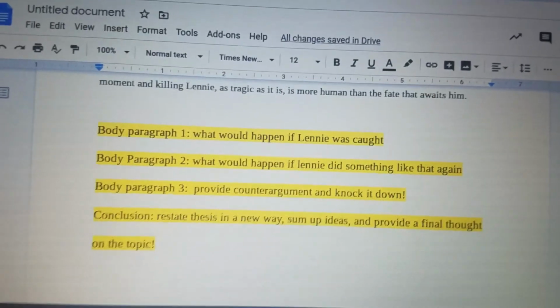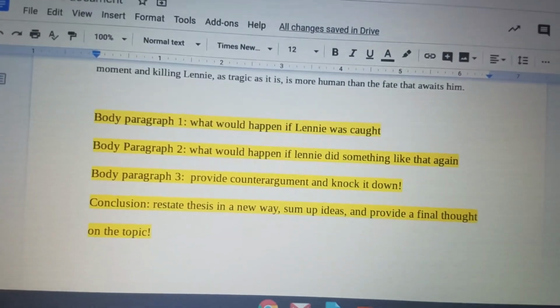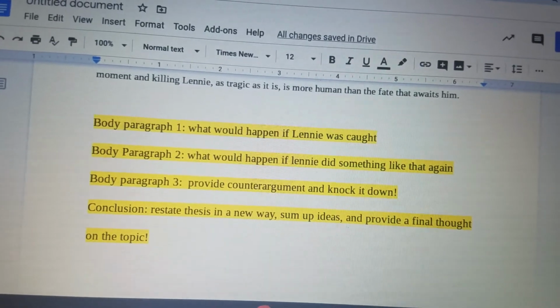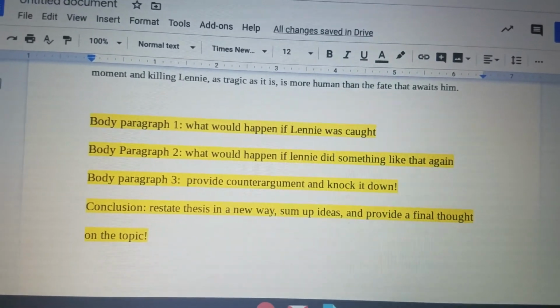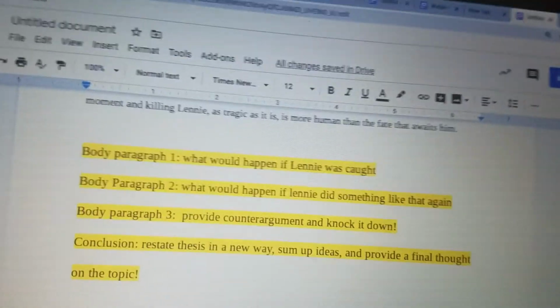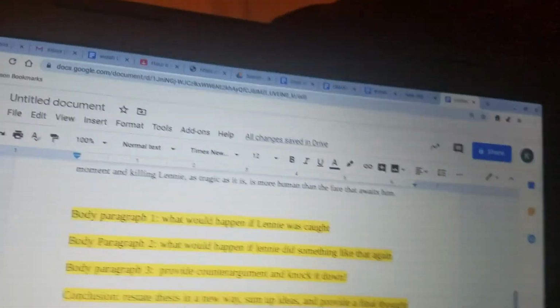And then your conclusion, you're restating your thesis in a new way. Sum up the ideas in your paper, and then if you can, provide a final thought on the topic. And then again, you want to revise your work and everything.